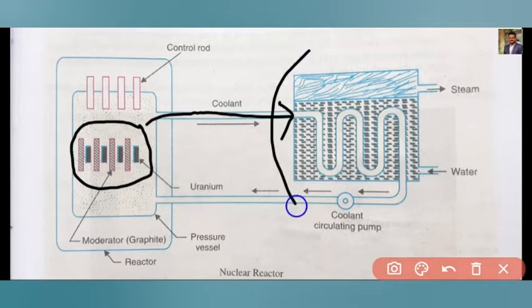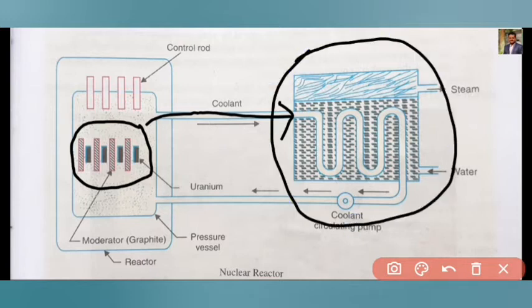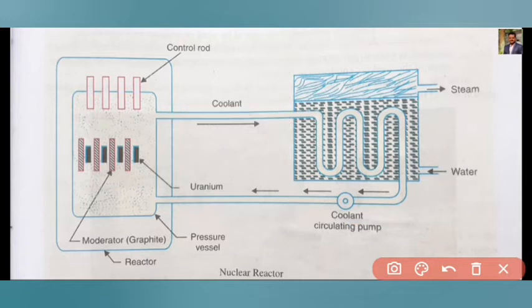So now here is the heat exchanger. Now the coolant goes to the heat exchanger. Inside the heat exchanger, water is present. So now we said how the coolant goes here. Inside the reactor, the water is present.